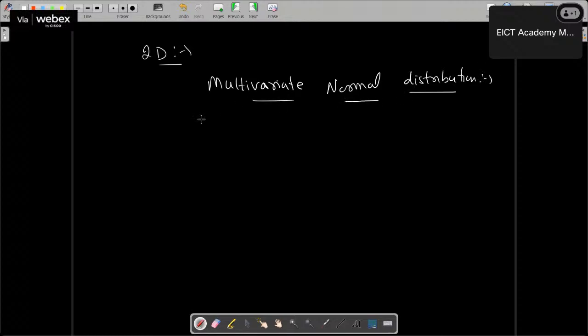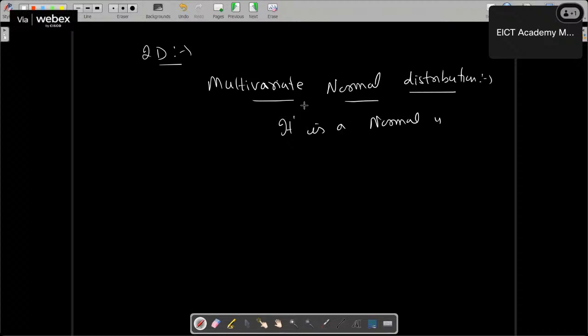Does anybody know this multivariate normal distribution? A normal distribution means a normal distribution in higher dimension. A normal distribution in higher dimension, that we call a multivariate normal distribution. Single dimension, that is a normal Gaussian distribution.